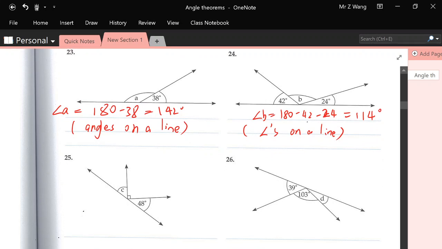And then this one, obviously, it's again the same thing. Three angles sharing 180. The common mistake is you forget to notice this angle is a right angle. A right angle is what size? 90 degrees, right? So angle C equals 180 minus 48 minus 90, which is 42 degrees. Then you also have to write angles on a line, right?